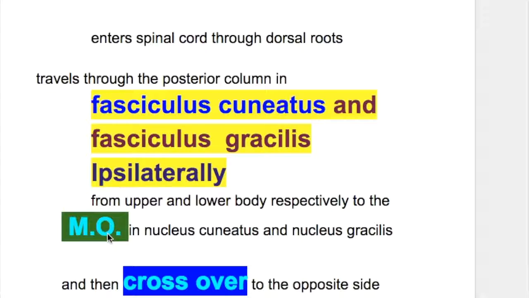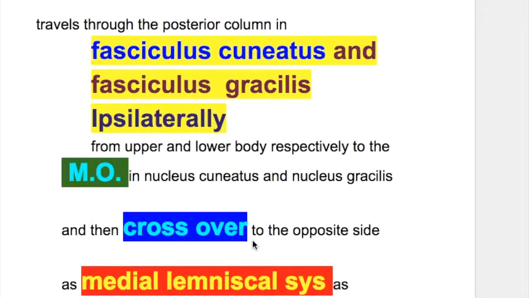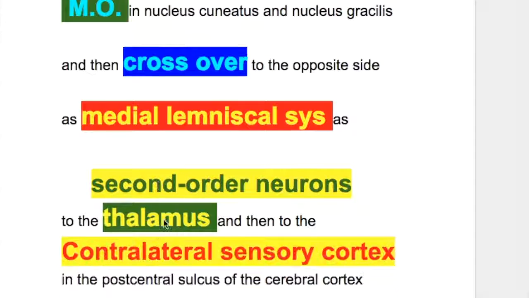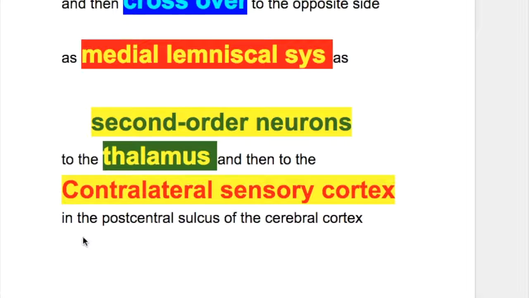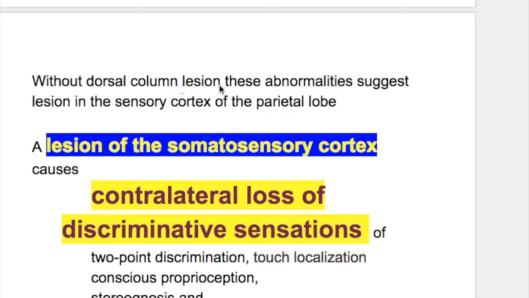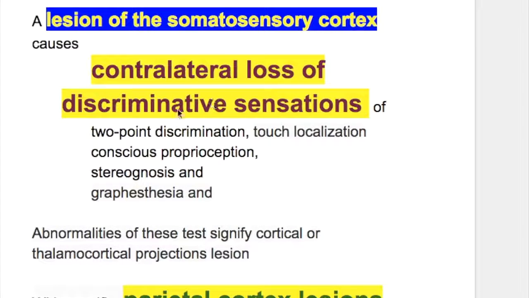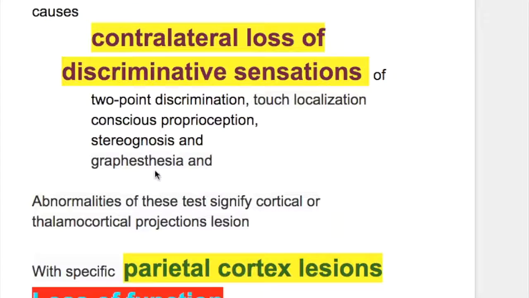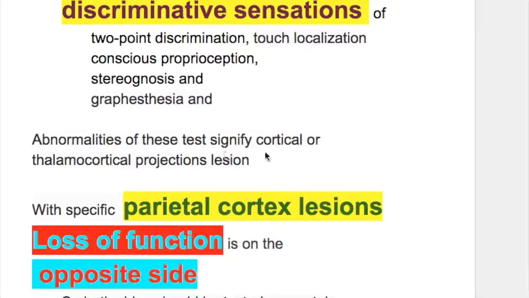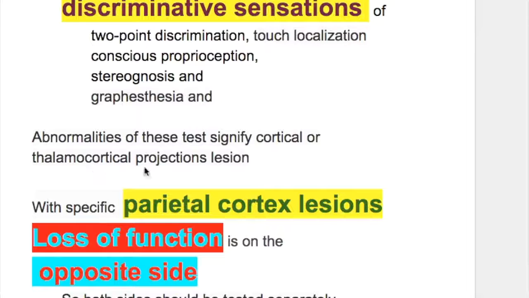So they go ipsilaterally up to the medulla and relay in the nucleus cuneatus and nucleus gracilis, and then cross over to the opposite side as the medial lemniscal system as second order neurons to the thalamus, and then to the contralateral sensory cortex as third order neurons. Without a dorsal column lesion, these abnormalities suggest a lesion in the sensory cortex of the parietal lobe. A lesion of the somatosensory cortex causes contralateral loss of discriminative sensation of two-point discrimination, touch localization, conscious proprioception, stereognosis, and graphesthesia. Abnormalities of these tests signify cortical or thalamocortical projections lesion.